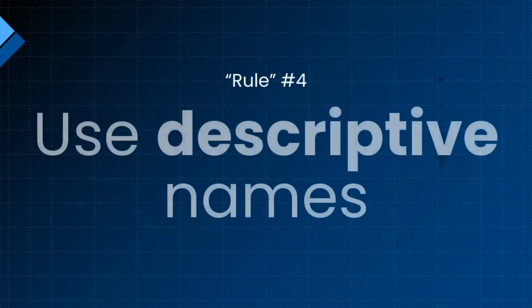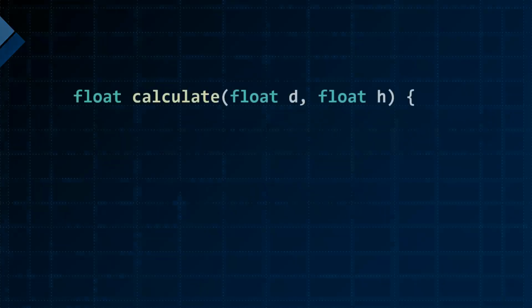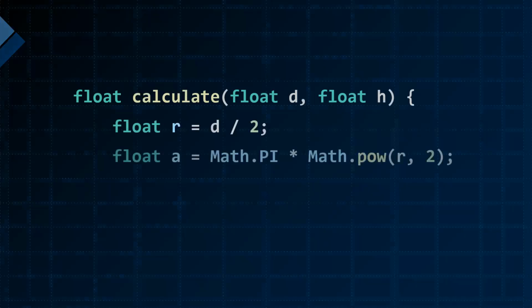So the next rule is going to be to use descriptive names. I'm going to actually look at some code examples now. So let's look at an example of something that you don't want to do. Let's say I've got a function called calculate, takes in D and H, and float R is half of D. Float A is pi times R times R, and it returns A times H.